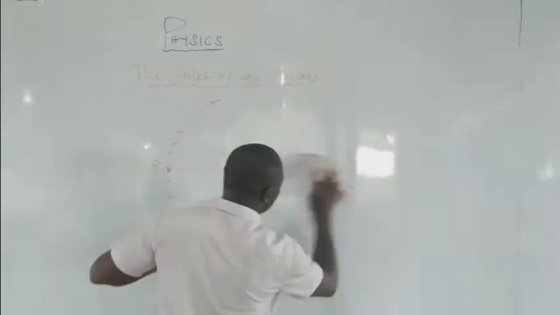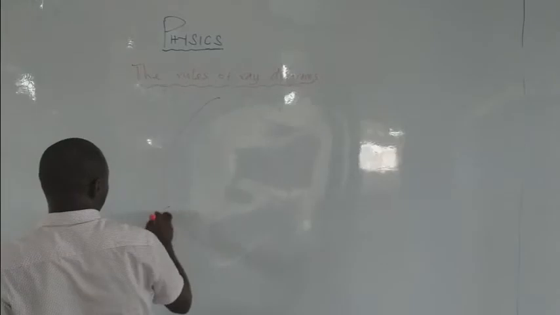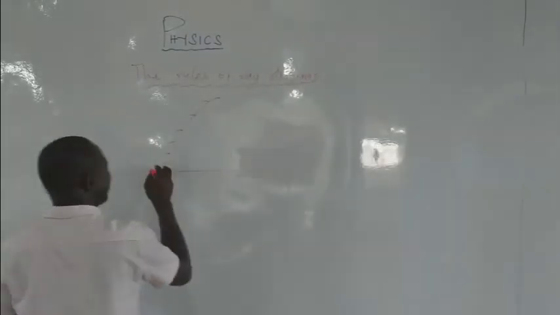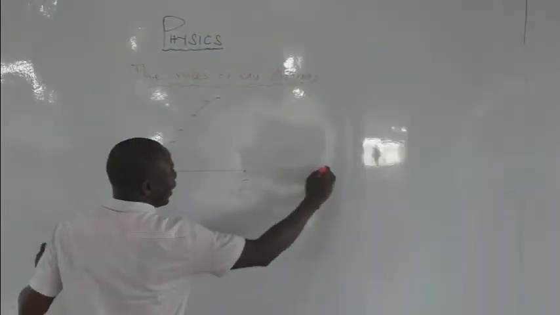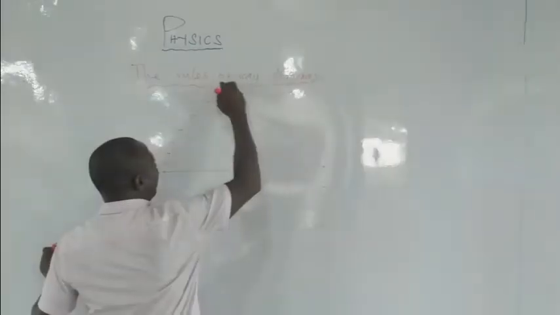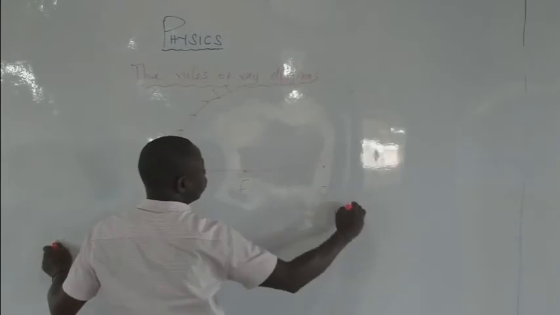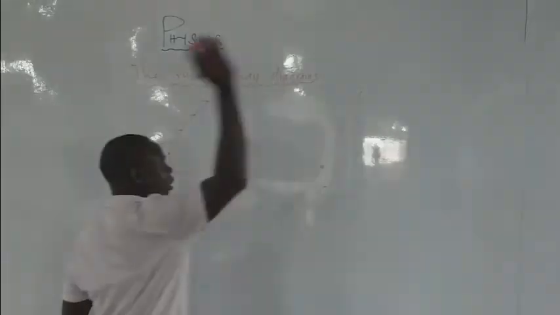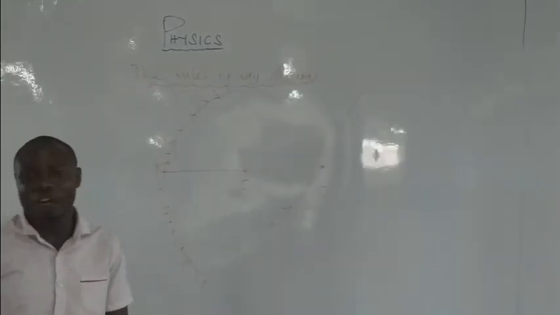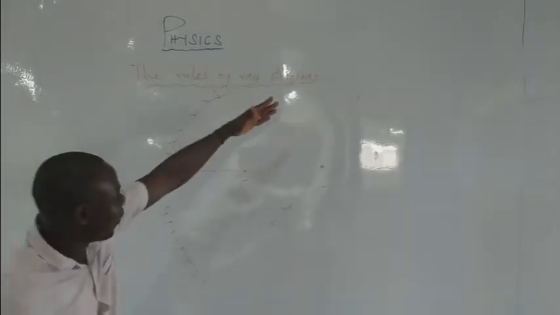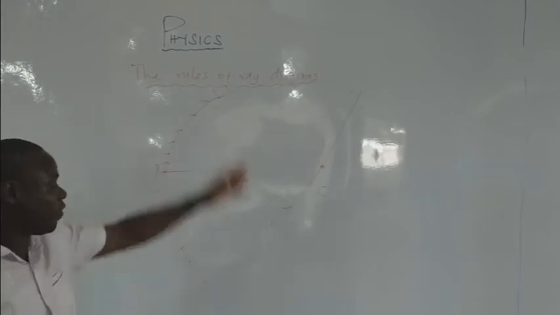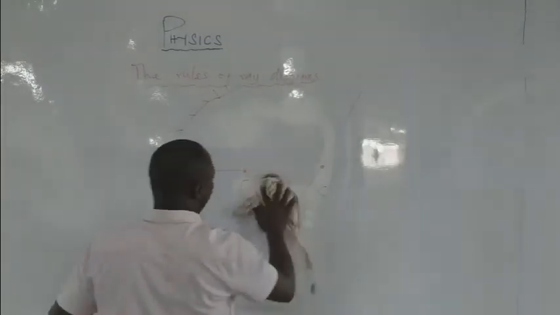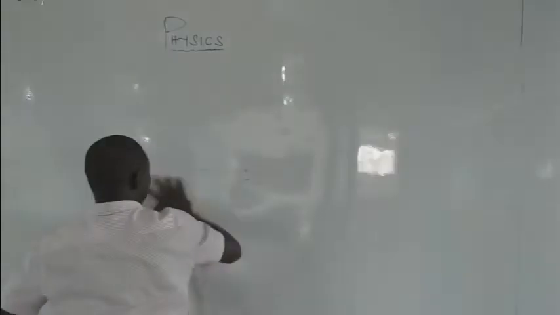The third one, which is the last rule, is a ray of light through the center of curvature. Don't forget our pole, our F, our C. When a ray of light passes through C to the mirror, it travels back along the same path. These are the three rules for us to draw ray diagrams of objects.